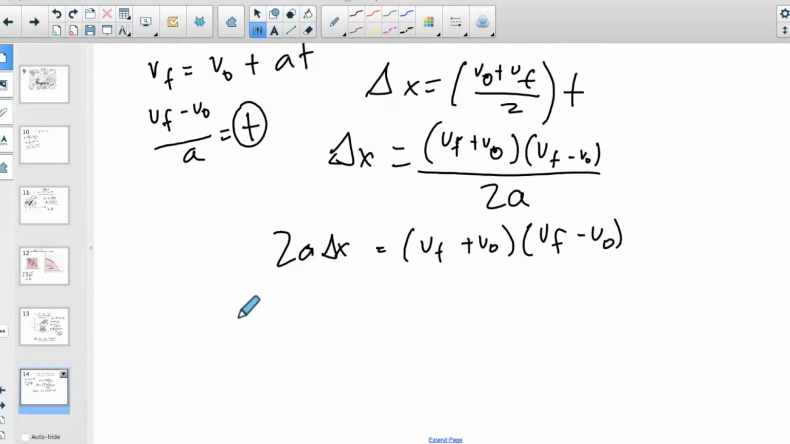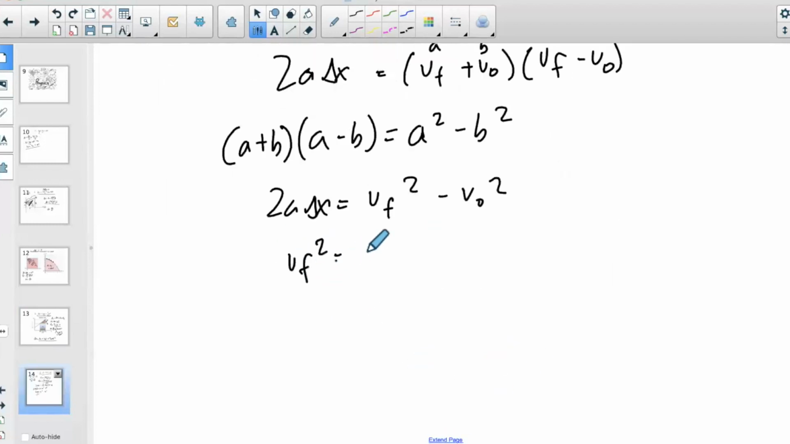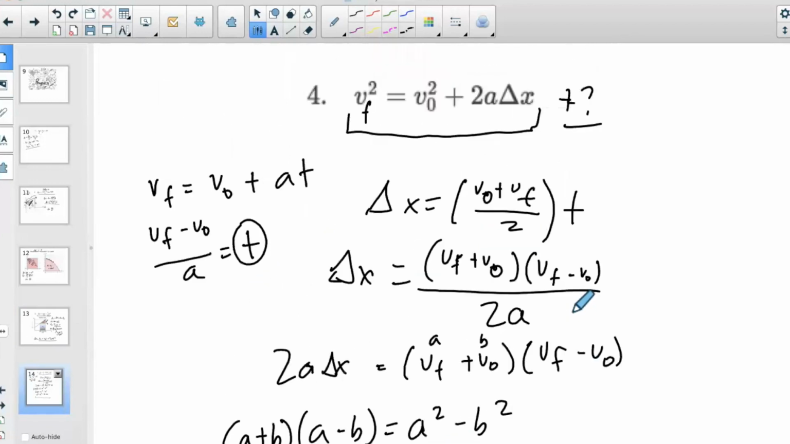If you remember from algebra, we have an identity: a plus b times a minus b is equal to a squared minus b squared. So if we call this our a and that our b, it's a plus b times a minus b. 2a delta x is now equal to vf squared minus v naught squared. And last but not least, we add this to both sides. And that's it. Our last and final equation has been proved.